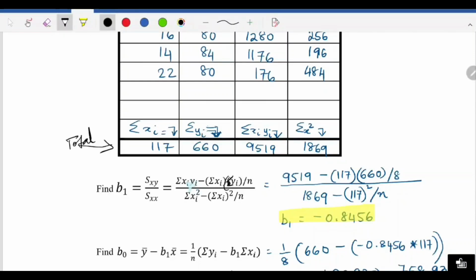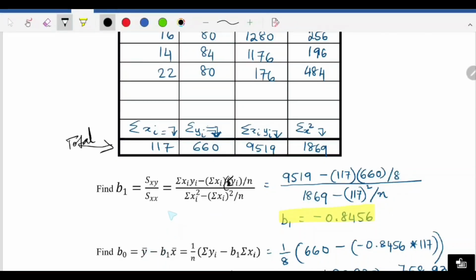So the first term in the numerator is sigma x times y, and that's 9519, correct? So 9519. And then minus sigma x. So sigma x is 117, the sum total of all the x values. So I have 117. And then sigma y is the sum total of all the y values, 660. I have 660 divided by n. Divided by n is 8. So I have 8 there.